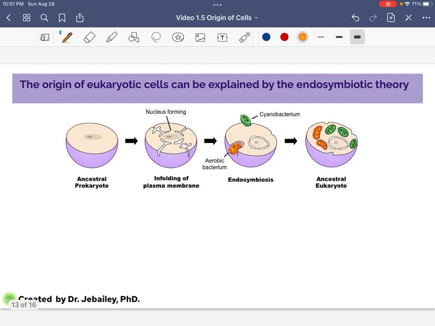Now, there is another theory which is asking, how did we go from prokaryotic cells to form eukaryotic cells?